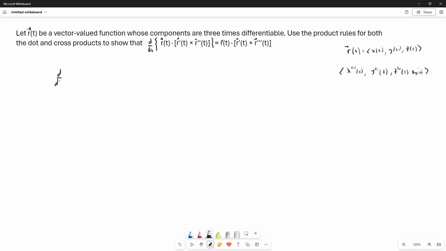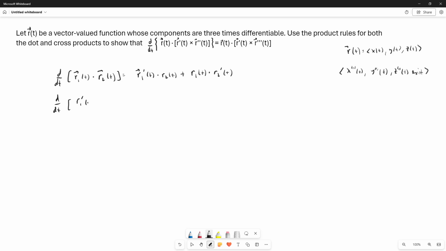The derivative of a dot product, R1 of t, vector valued function, dot R2 of t, is R1 prime dotted with R2 plus the reverse, R1 dotted with R2 prime. And the cross product derivative formula is the same with a cross product.